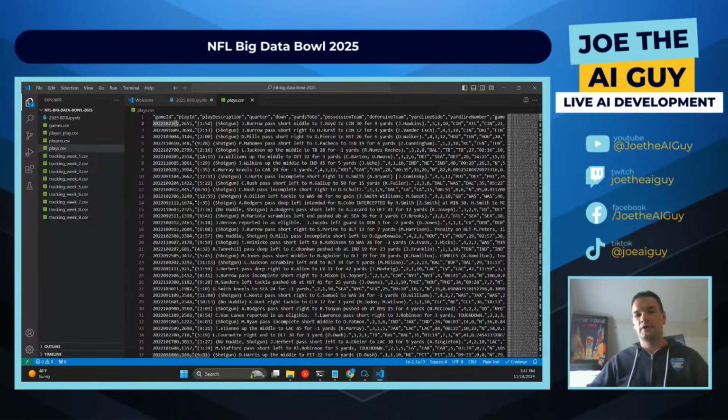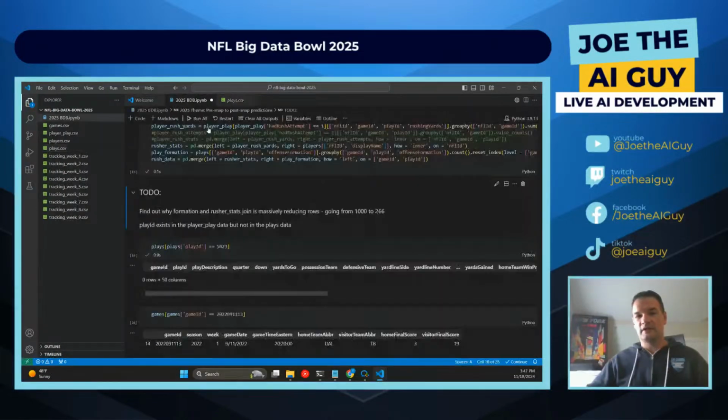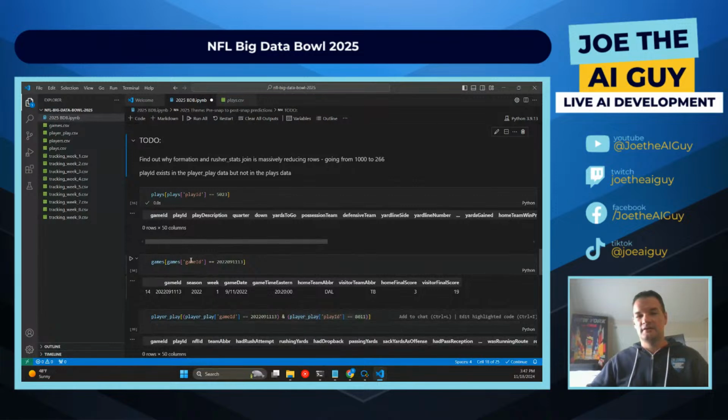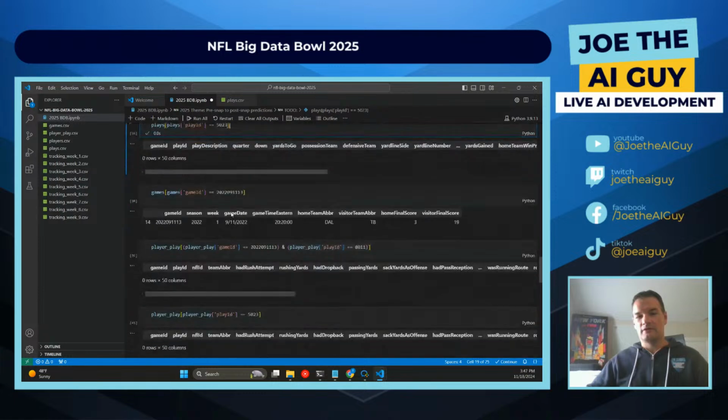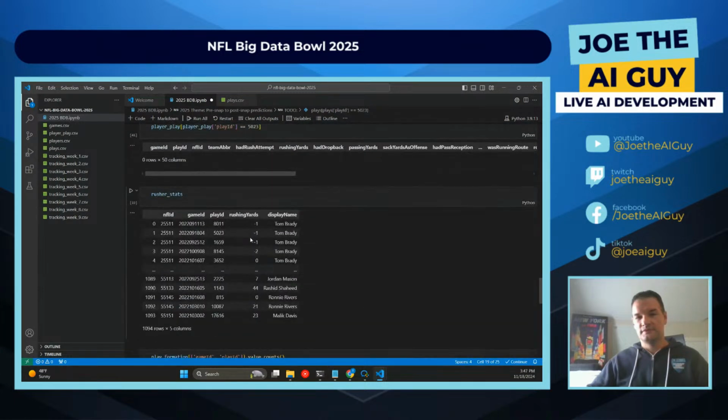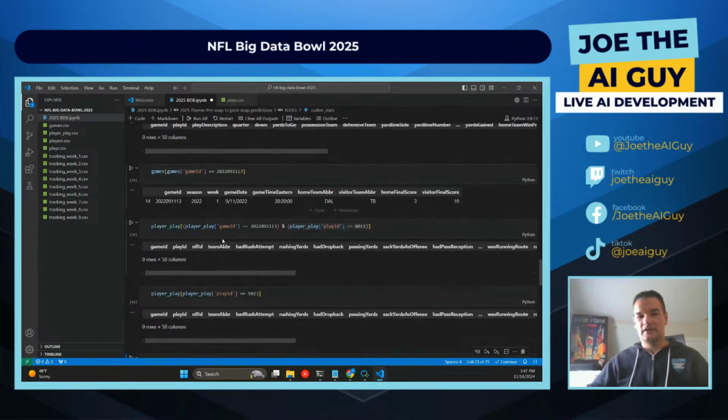For each game ID and play ID combination, there should be the information here. I'm not exactly sure what order this is in because it jumps around all over the place. But what we end up finding here is that, for example, we took a specific play ID from our data set. We were trying to find, what is play ID 8001? It should be a rushing play featuring Tom Brady, but we don't see that here.